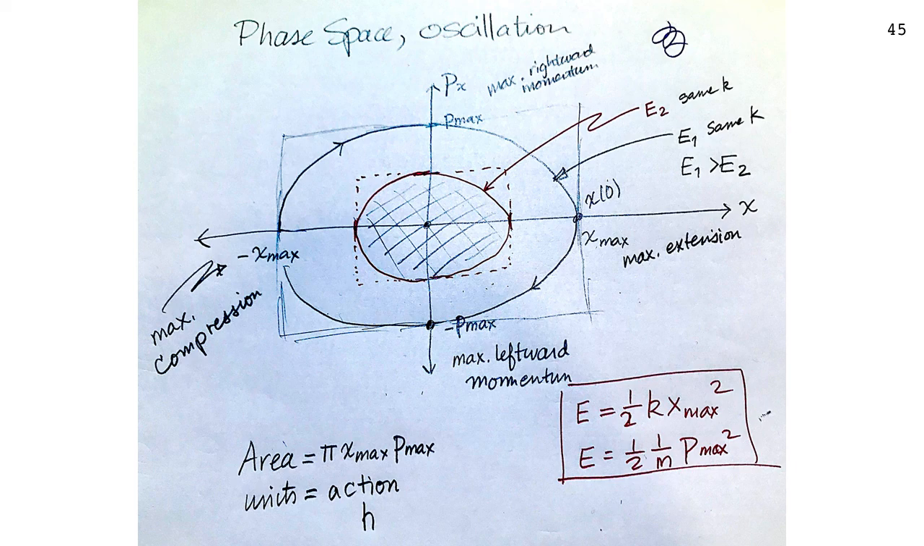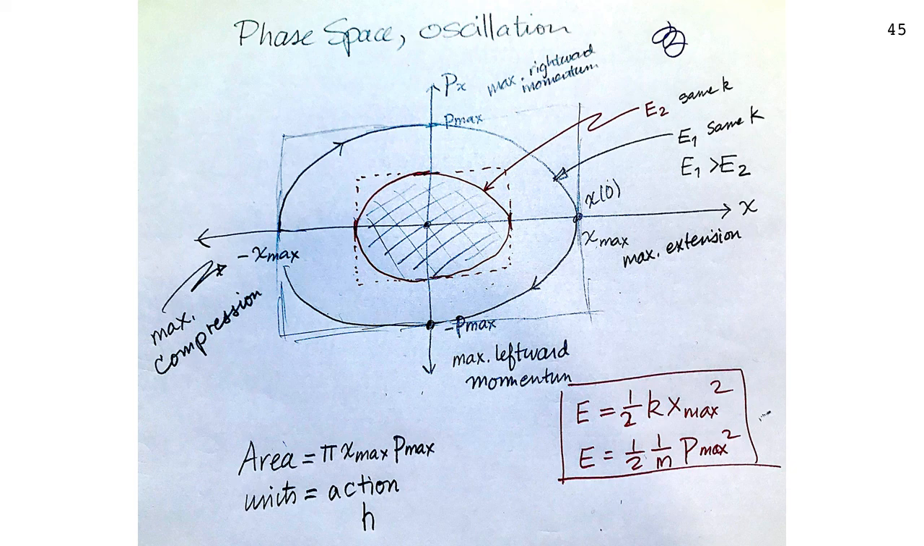And guess what, my students? The area of any of these ellipses is equal to pi times the semi-major axis times the semi-minor axis. So that's x max times p max. That's the area.